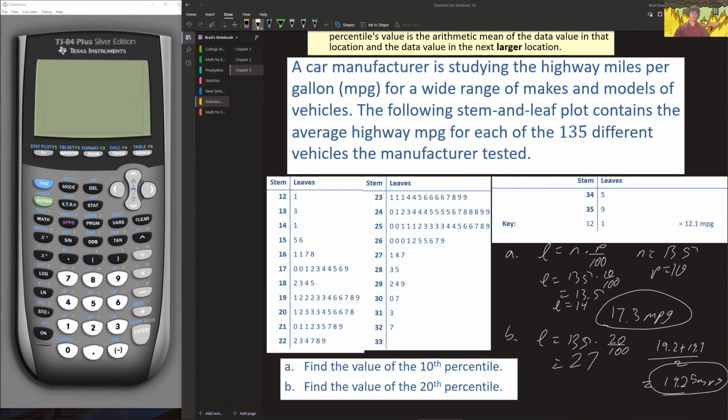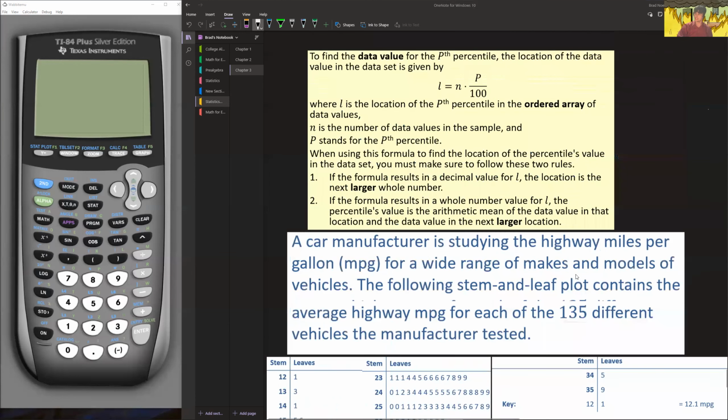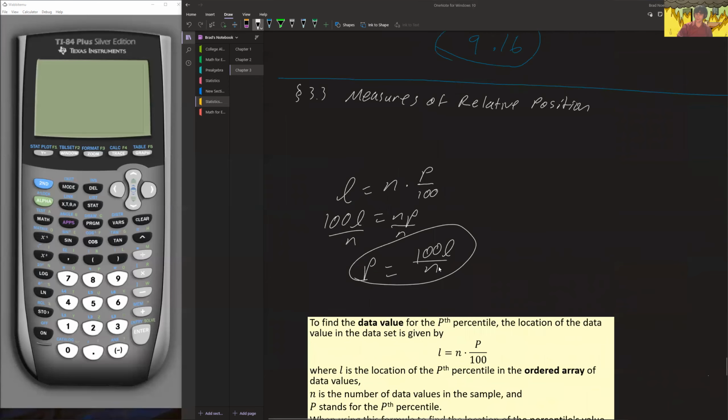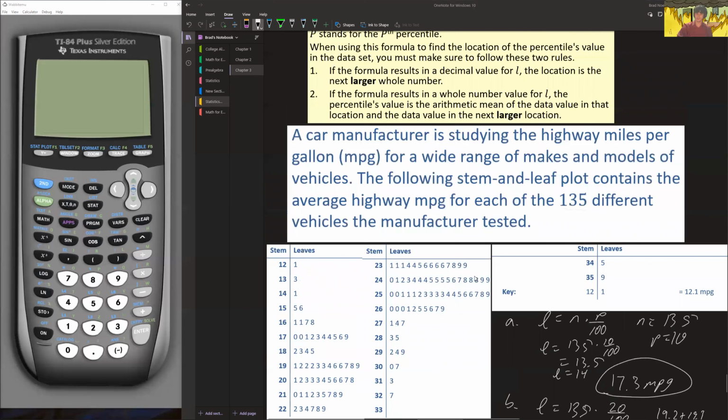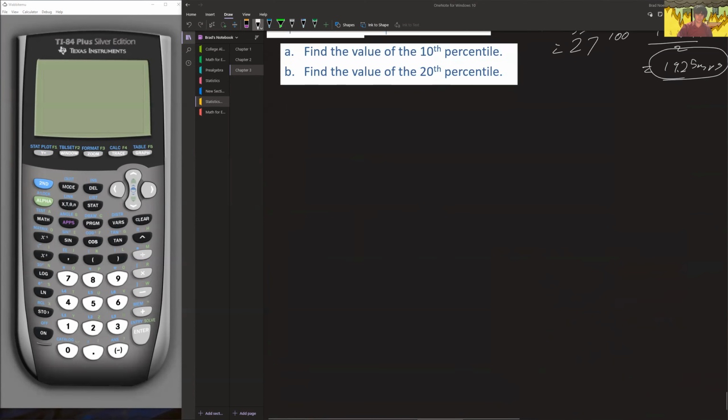Okay. Our overall rule that we're looking for here is just, hey, is it a decimal? If so, go up to the next number. If it's not a decimal, that is to say, if it's a whole number, take the mean of that value and the next one. Okay. Now, as I previously said here, our other formula we can use is this one here. So let's suppose that we are given this one here.